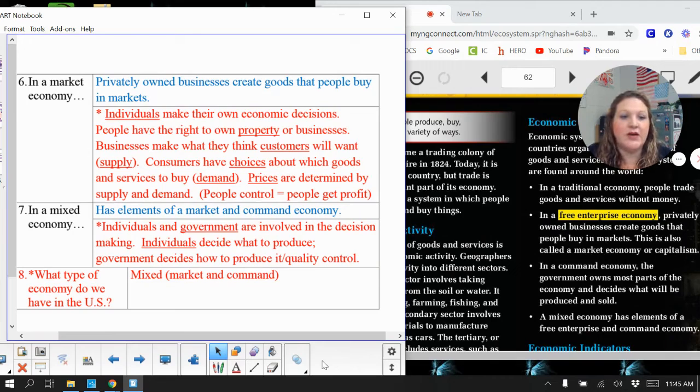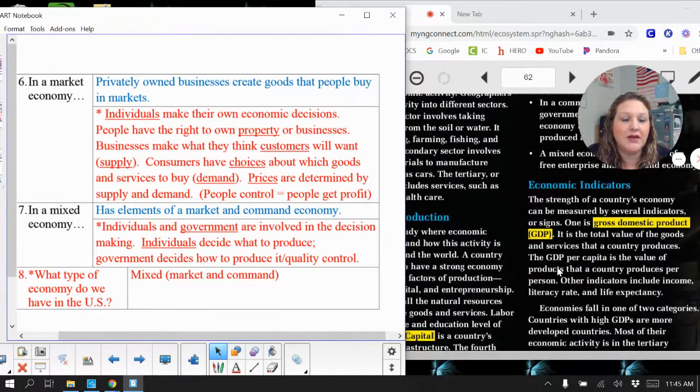And then we're going to move on to our next heading here in the text, which is economic indicators. So I am going to, again, continue reading a little bit and leave this on the screen in case you need to have it. And our first question is, how is a country's economy measured? So the strength of a country's economy can be measured by several indicators or signs.